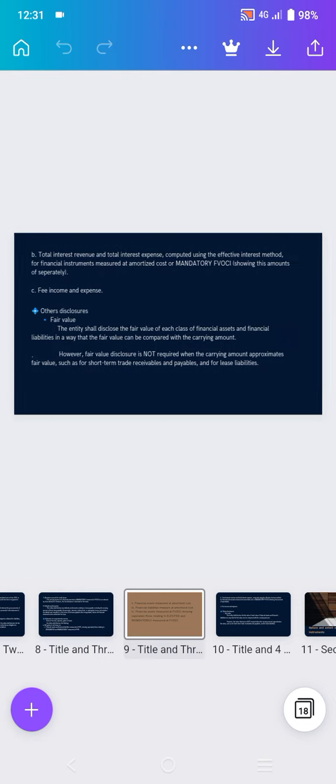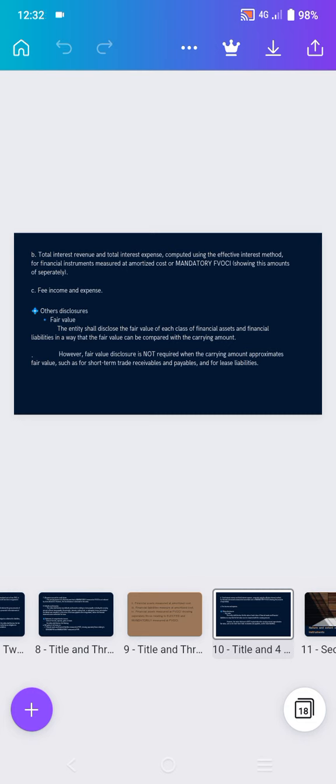Tapos po, yung letter B naman po, yun ay ang total interest revenue and total interest expense computed using the effective interest method for financial instruments measured at amortized cost or mandatory FVOCI, showing these amounts separately. So, sa bawat amounts po na kailangan mo i-compute, yun ay total interest revenue and total interest expense, using the effective interest method for financial instruments measured at amortized cost.